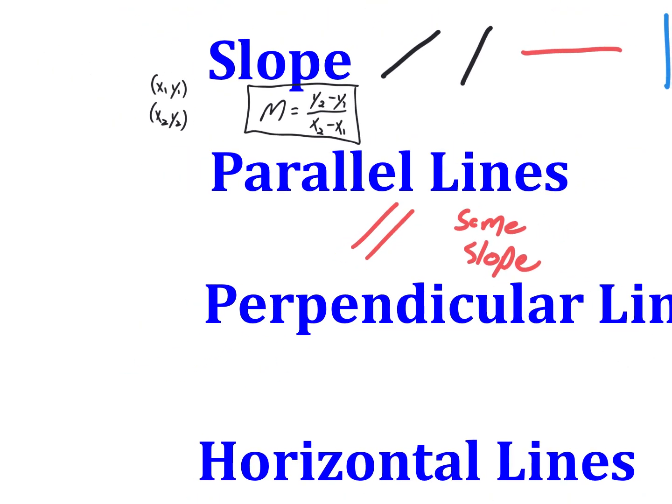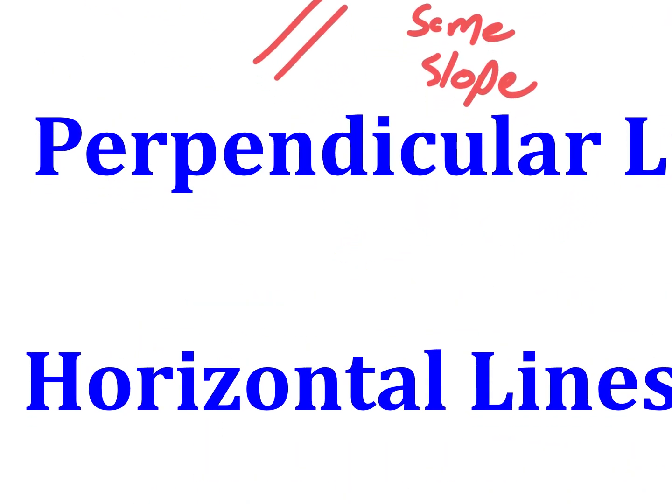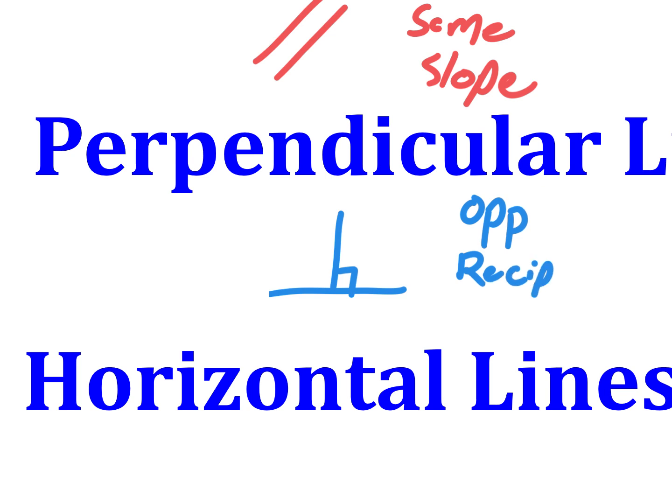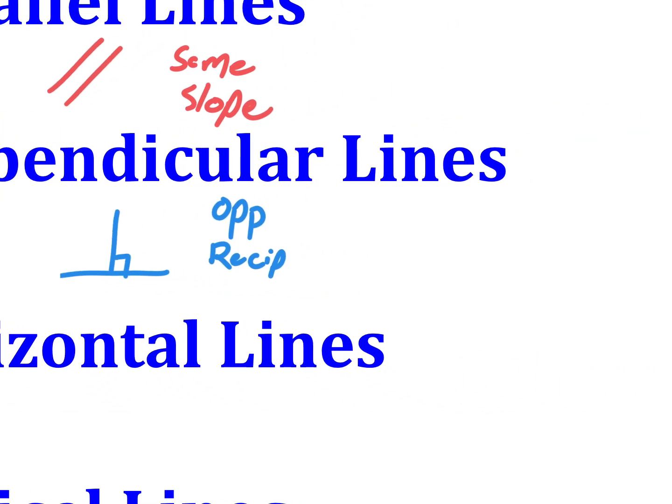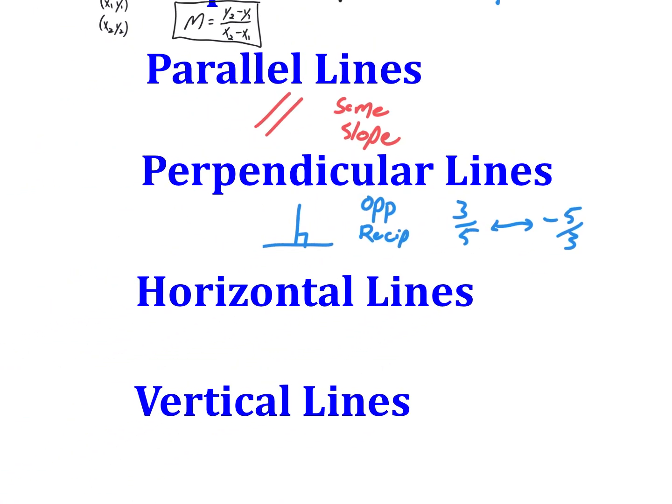Perpendicular lines are lines that intersect at a 90-degree angle. Perpendicular lines have opposite reciprocal slopes. And what that means is if the slope of one line, and I'm making this up, is say 3/5, then the slope of the perpendicular line would be negative 5/3. So opposite, one is positive, one's negative. Reciprocal meaning that fraction flips upside down.